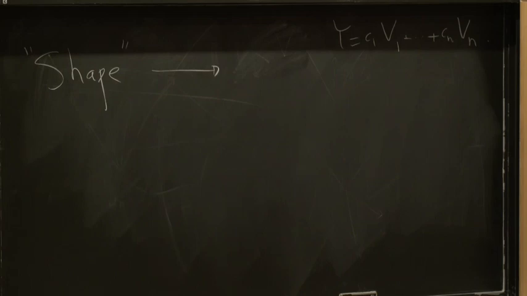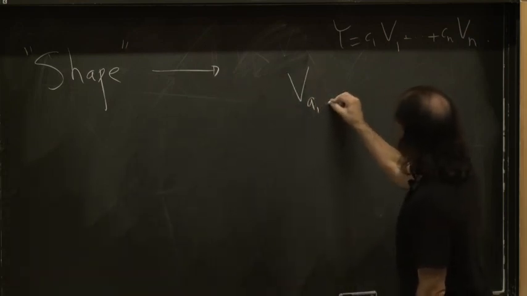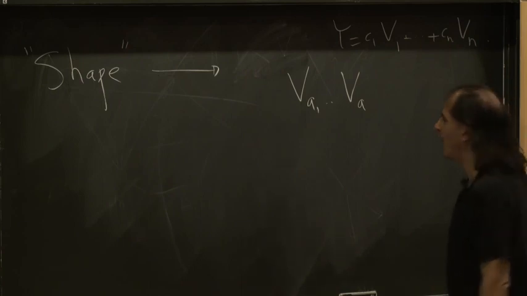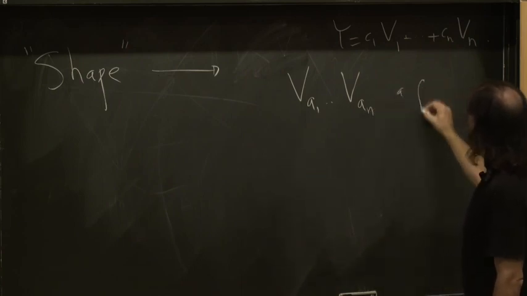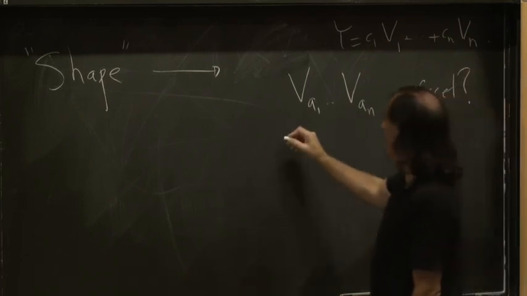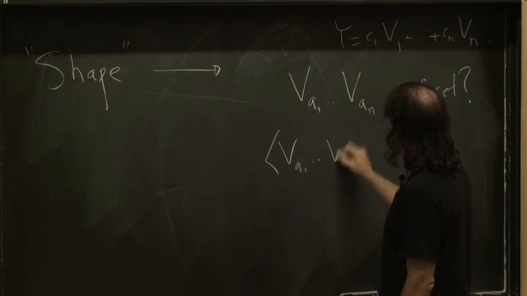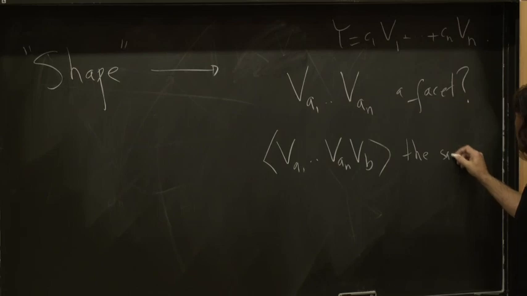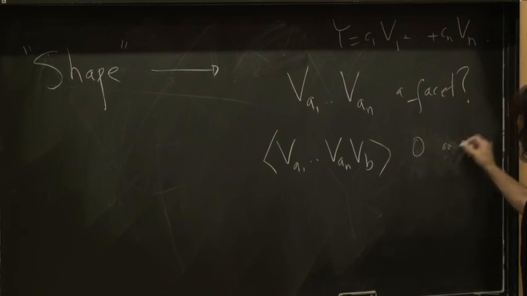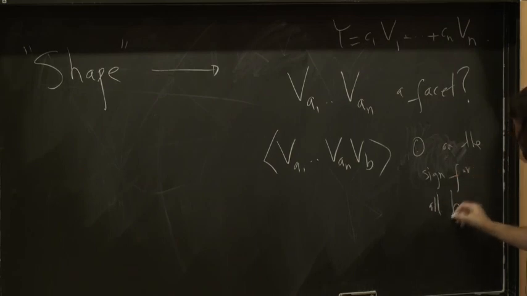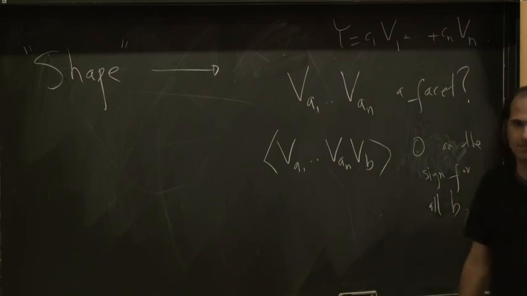You could say, let me see, if I have an n-dimensional space, I want to see, is VA1 through VAn a facet? Is it a facet? And the answer is, well, if this bracket, VA1 through VAn, VB, is either 0 or the same sign for all B, then I'm done. That is a facet. OK?